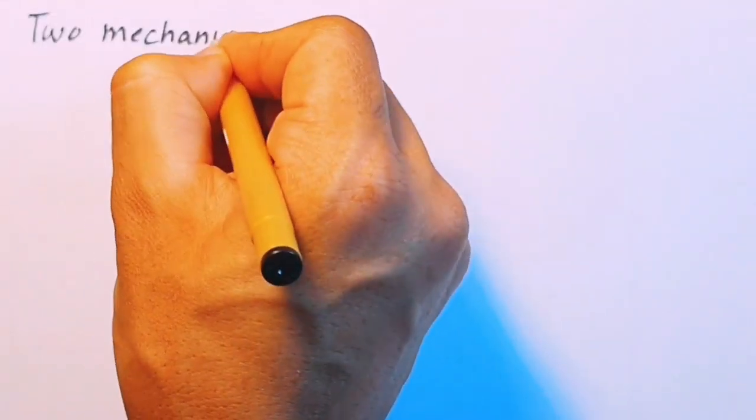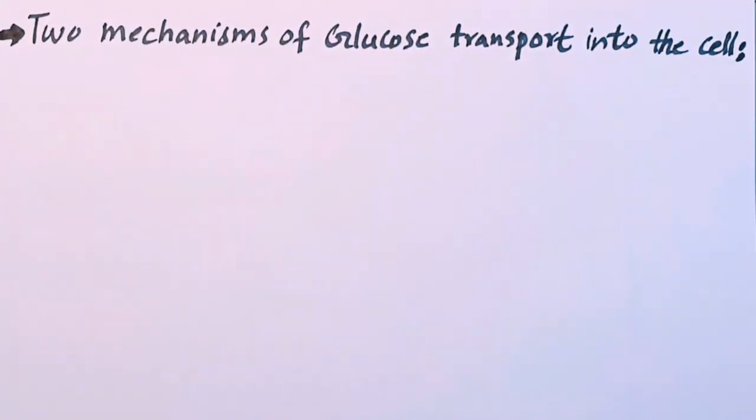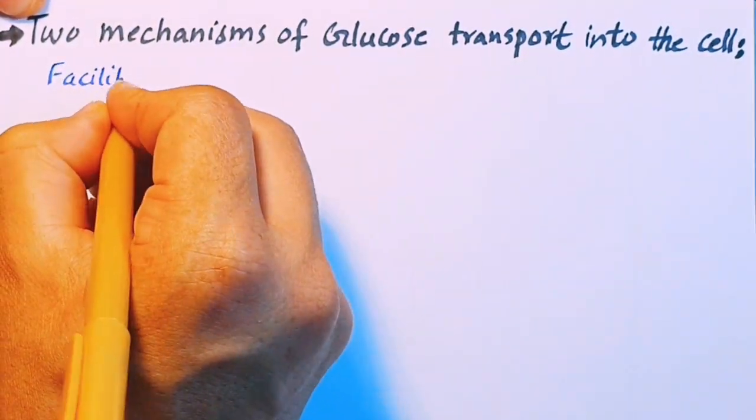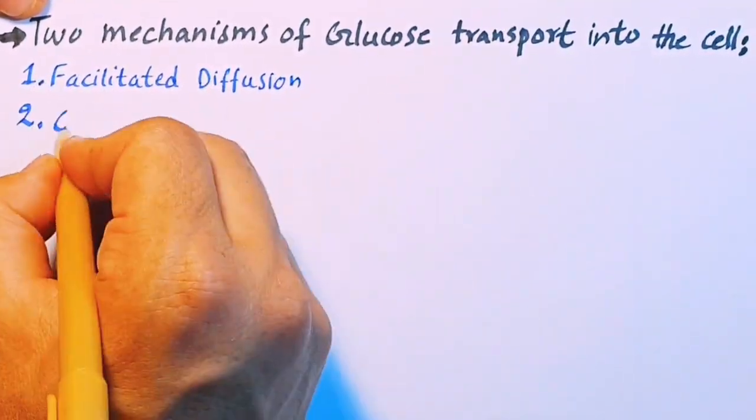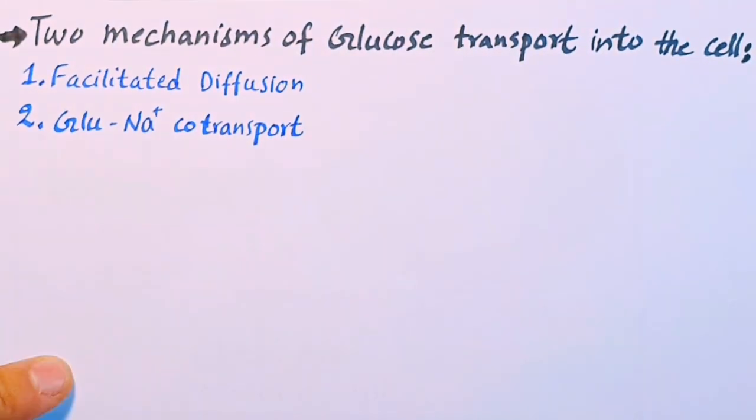So right now we discuss the mechanisms by which glucose enters into the tissue cells. Here we discuss two mechanisms in which glucose will enter the tissue cell. First is facilitated diffusion, and the second one is the glucose sodium cotransporter. So we discuss facilitated diffusion first.